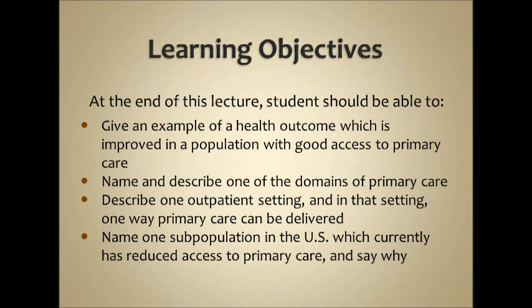So now that we've reached the end of this lecture, you should be able to give an example of a health outcome which is improved in a population with good access to primary care. Should be able to name and describe one of the domains of primary care. You should be able to describe one outpatient setting, and in that setting, one way primary care can be delivered. And finally, name one subpopulation in the U.S. which currently has reduced access to primary care, and say why.